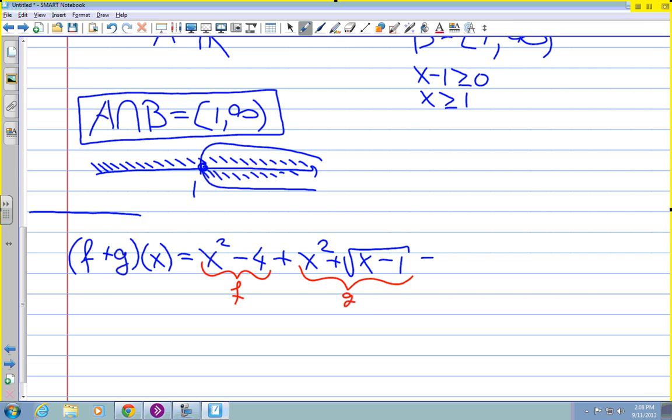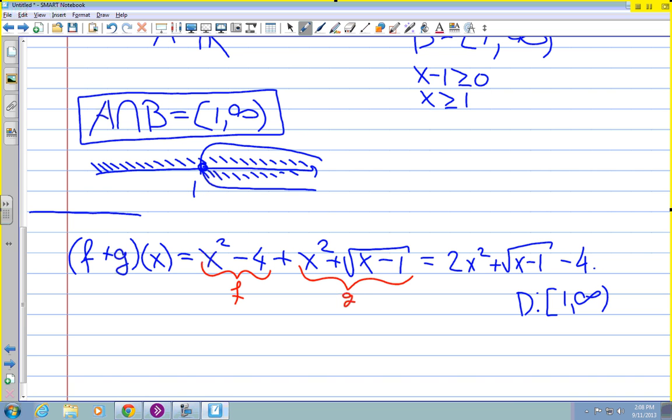So we'll get 2x squared plus square root of x minus 1 minus 4 as our function. Okay. Domain of this function would be all real numbers greater than or equal to 1. I don't even have to look at it because I know that from before. We did all the hard work before finding the domain. Questions on that? Is that straightforward?